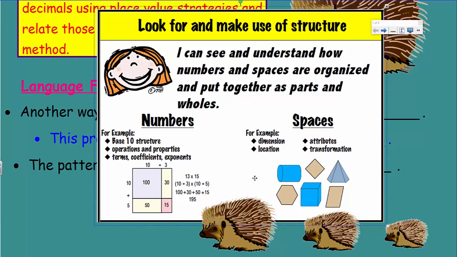Get this mathematical practice. Look for and make use of structure. And this is important because this goes along with the Common Core math standards, is understanding the mathematical practices. It says I can see and understand how numbers and spaces are organized and put together as parts and wholes. And as you can see, when you're looking at numbers here, the base 10 structure, what we're going to be looking at today, of course, operations and properties. Look here, we have an area model. Okay, again, seeing how the structure makes up. Look at this. We have the distributive property being used there, and of course, spaces with three-dimensional figures. You kind of get the idea?